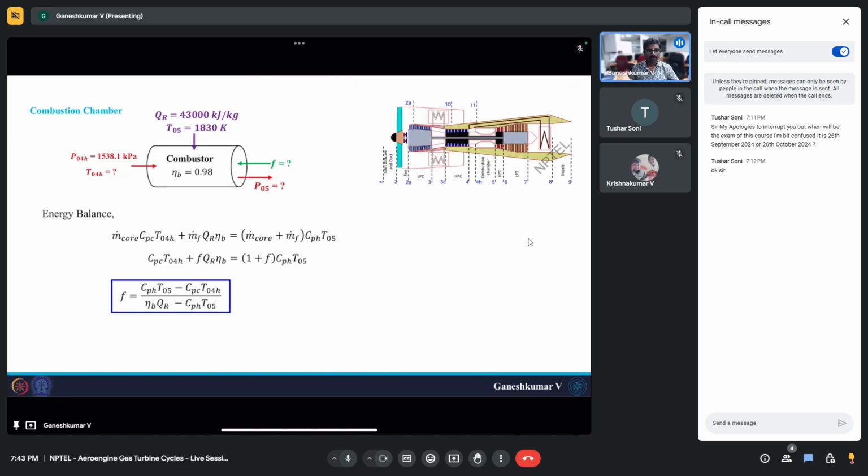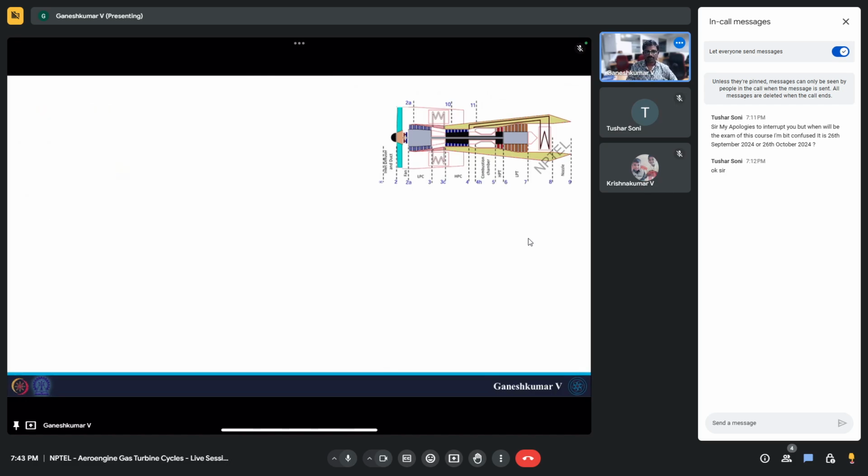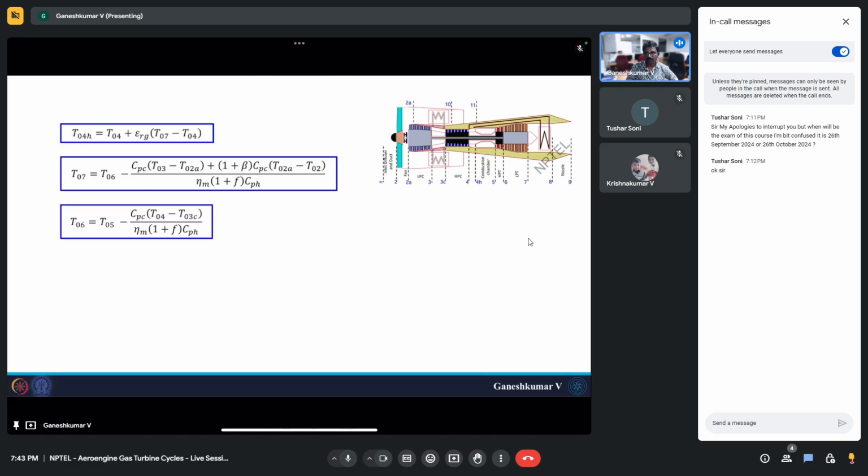Now we got f, but the problem is we need T04H. So actually it's a loop. To find T04H, we need T07. To find T07, we need T06. To find T06, we need f. And to find f, we need T04H. So it becomes a loop. We have these four equations that we need to solve. How many unknowns do we have? Four unknowns: T04H, T07, T06, and f. And how many equations do we have? Four equations. So the system is actually closed.